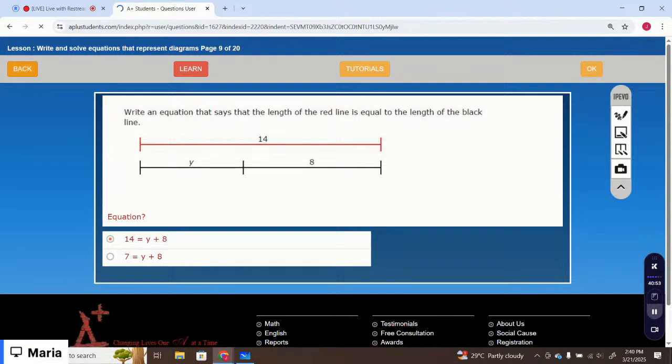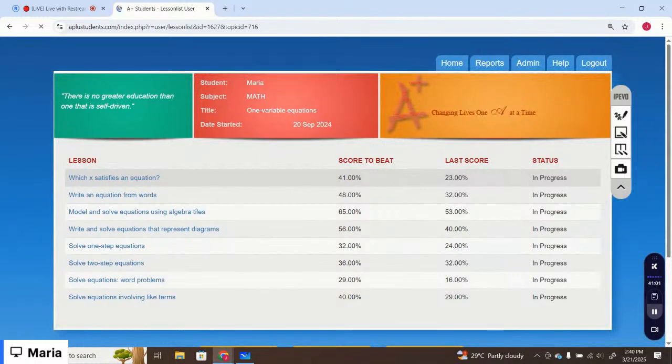Okay, you can complete the lesson by yourself later today. So we were working on page 7 math. The chapter we're working on is one variable equations. The lessons we have covered today are which x satisfies an equation, write an equation from words, model and solve equations using algebra tiles, and write and solve equations that represent diagrams.